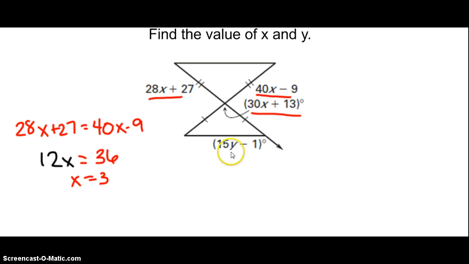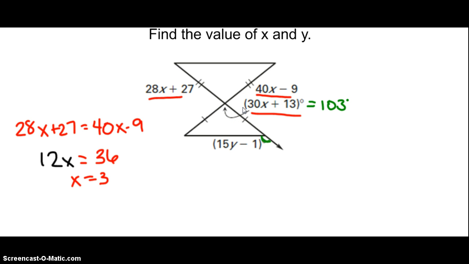Now, if I want to find y, right? Now y is the next value we're looking for. 15y minus 1 is representing this exterior angle, okay? So we're looking now at this bottom vertex isosceles triangle. Well, we know x is 3, so why don't we substitute x into this expression. So 3 times 30 is 90, plus 13 is 103. Okay, so that means that the vertex angle is 103.